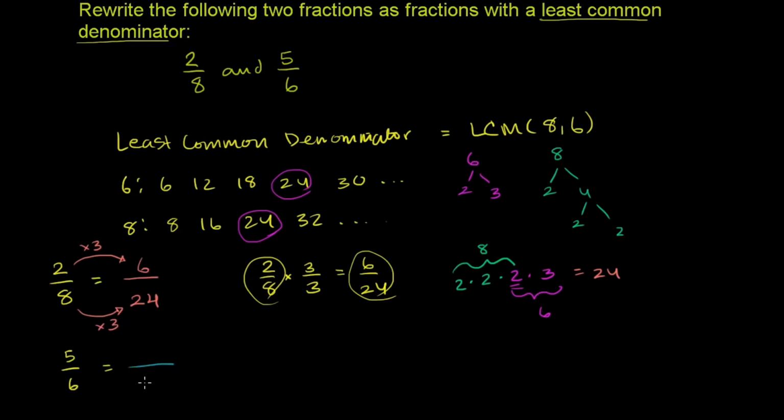Something over 24. To get the denominator from 6 to 24, we have to multiply it by 4. So if we don't want to change the value of 5 sixths, we have to multiply the numerator and the denominator by the same thing. So let's multiply the numerator times 4. 5 times 4 is 20. 5 sixths is the same thing as 20 24ths. So we're done. We've written 2 eighths as 6 24ths, and we've written 5 sixths as 20 24ths. If we wanted to add them now, we could literally just add 6 24ths to 20 24ths. And I'll leave you there because they didn't ask us to actually do that.